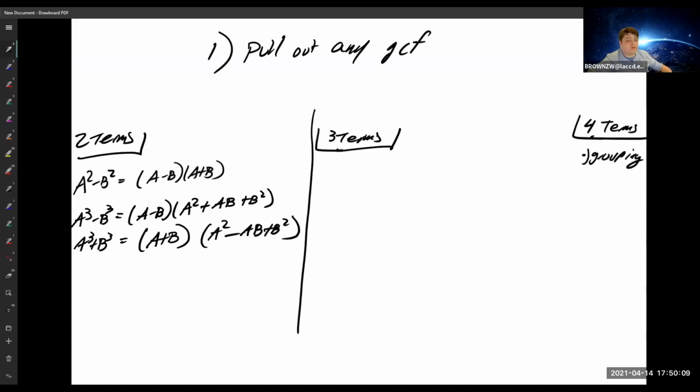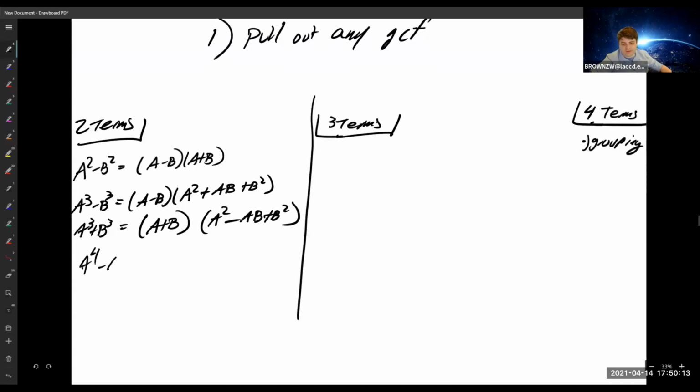And those are all of your 2-term options. Technically speaking, we can keep going here. There actually is a formula for a to the 4th minus b to the 4th, but we're not going to go that high. Cubes is good enough for us.